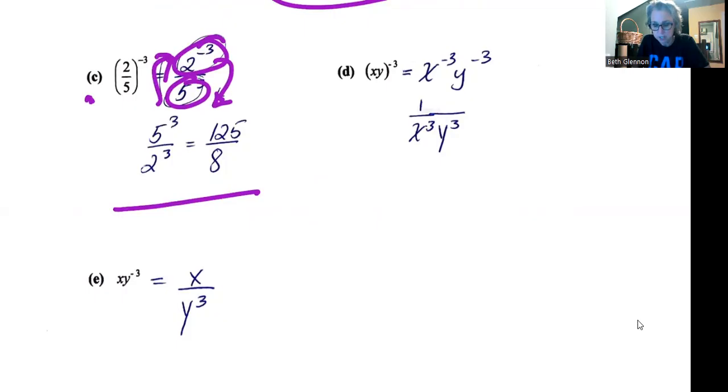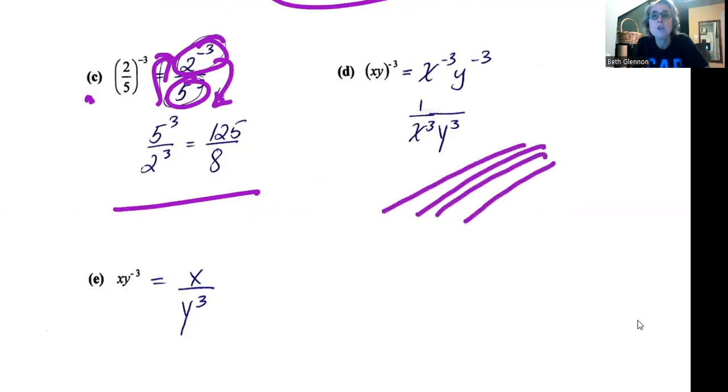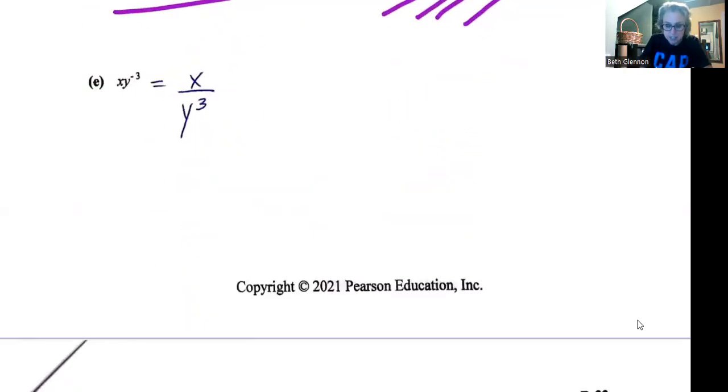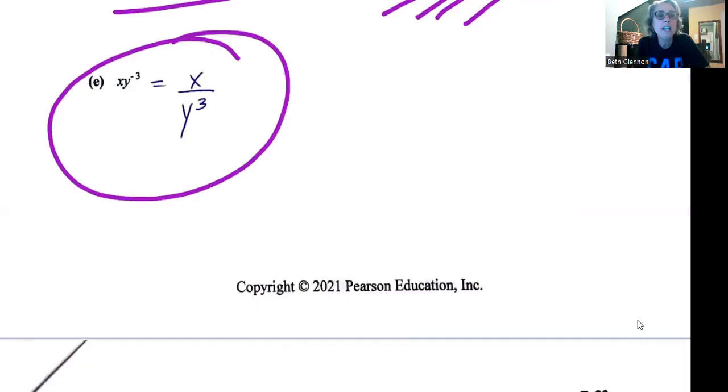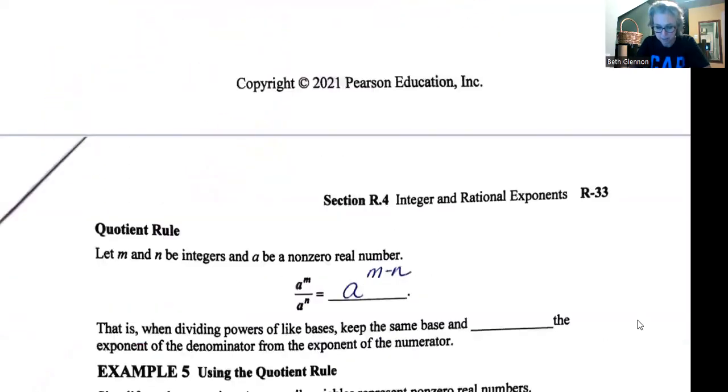Good old-fashioned, in letter D, good old-fashioned exponents there. There's nothing much to do there. But look at E. Look at this. Only the negative appears on the Y. So the X stays there as is, okay?